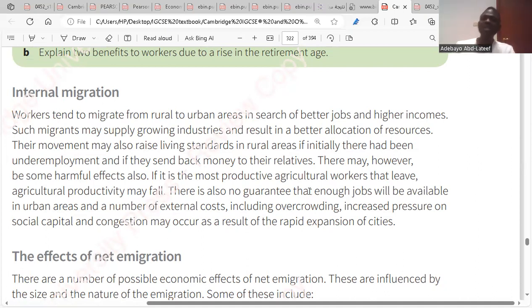Is it clear? So internal migration is good if jobs are available. Did you get the point? But if jobs are not available, it becomes a problem for those living in the urban areas. Do you get it? Yes. So here, instead of allowing them to come down here, government could set up businesses over there to reduce overcrowding here. I think it's clear. Yes.